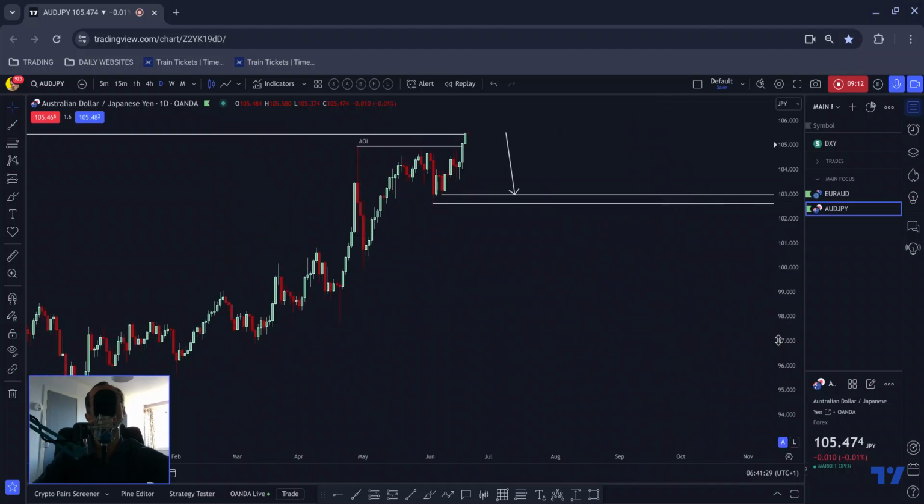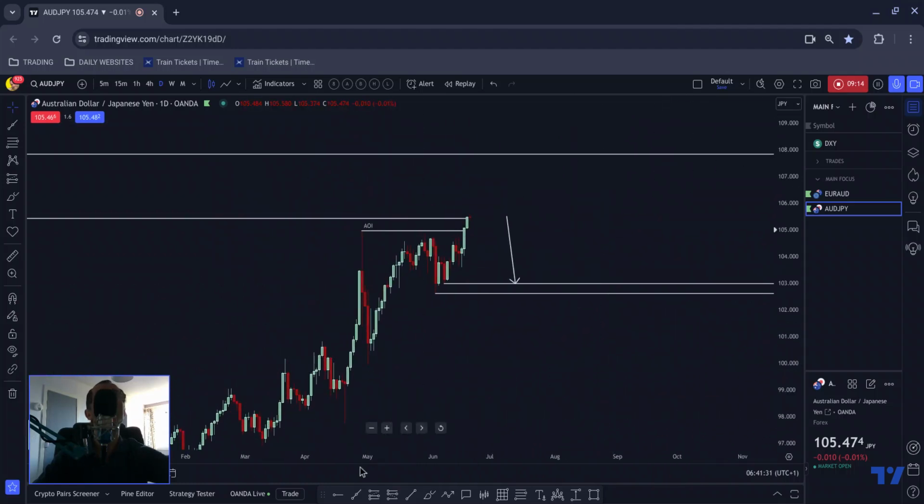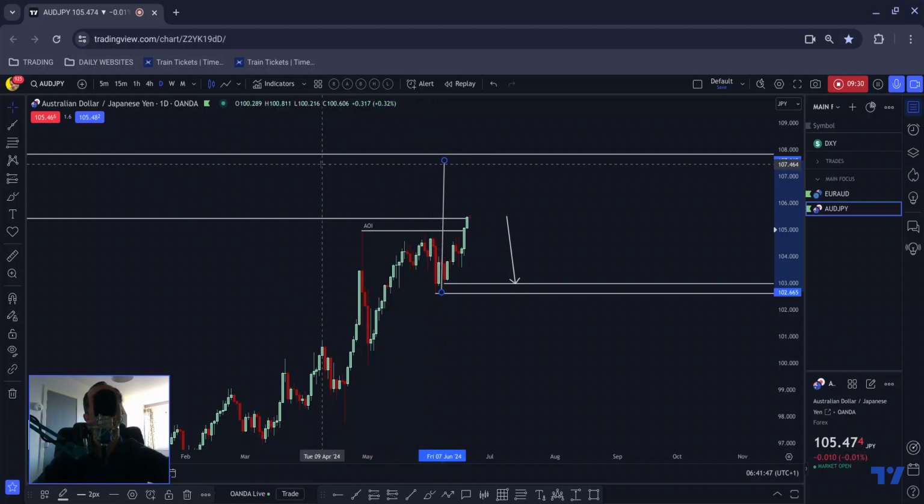Okay, now potentially I am aware of the fact that if we measure this and we assume that the impulse correction continuation is of a similar length, that would take us up to this. So I'm paying attention to that. So where does that idea become invalidated?